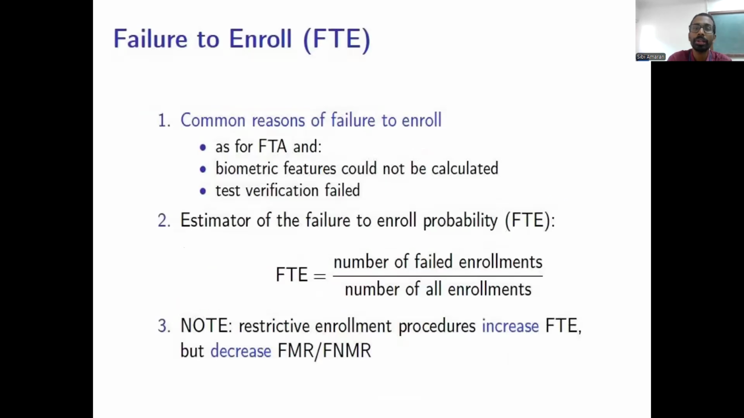Next, we can move into the failure to enroll. If you are not enrolling, the biometric system won't recognize you. So FTE equals the number of failed enrollments divided by the number of all enrollments. What does the biometric system need? We have to give everything in detail for the enrollment. If you are not giving the proper enrollment details, it will result in an error.